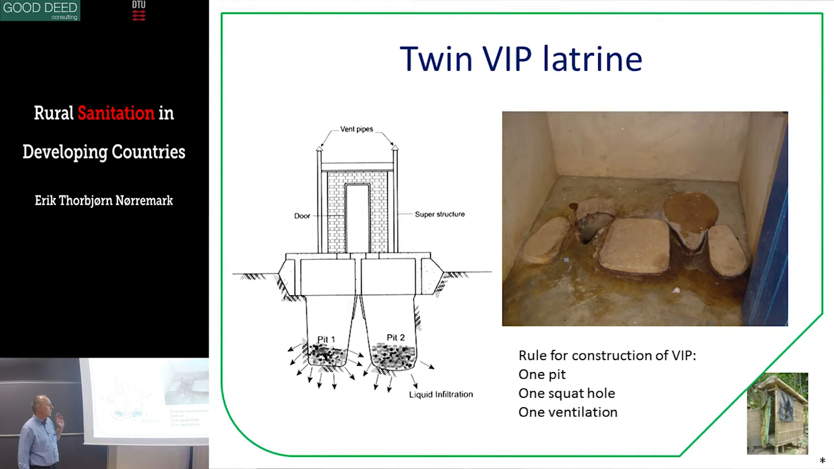Now, when you build a thing like this, you have to remember the rules for construction of VIP: one pit, one squat hole, one ventilation. If you try to save on the plastic pipe and share one plastic pipe for the ventilation, then you will get cross ventilation, and you will get smell going from one side to the other. It does not work.